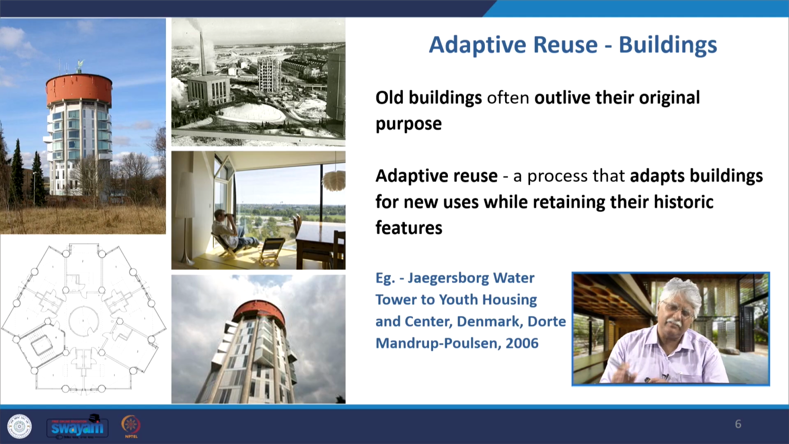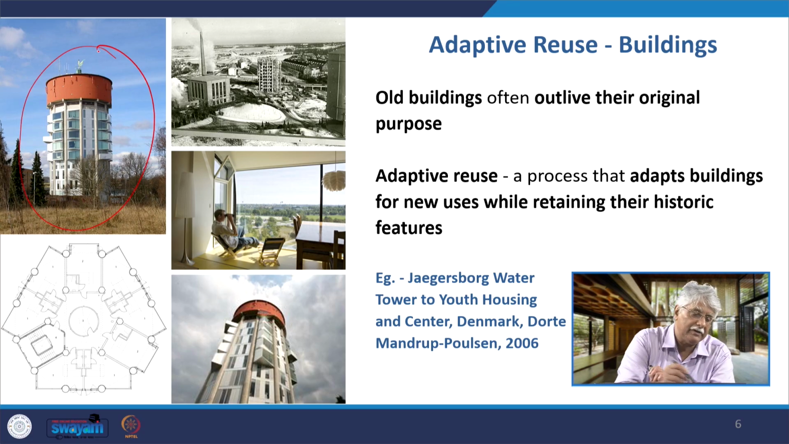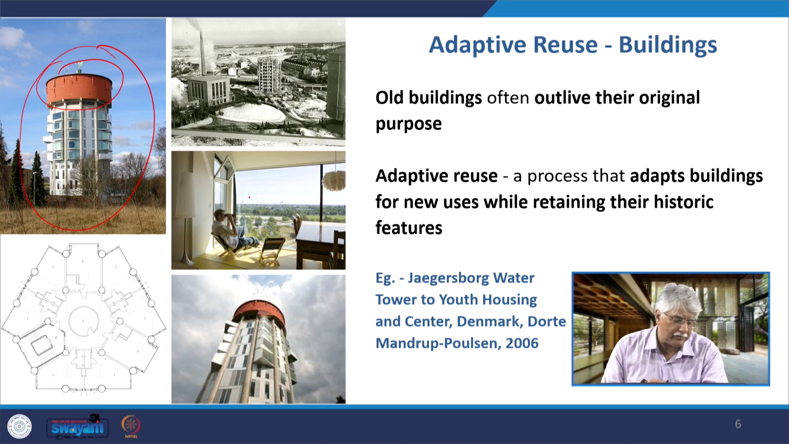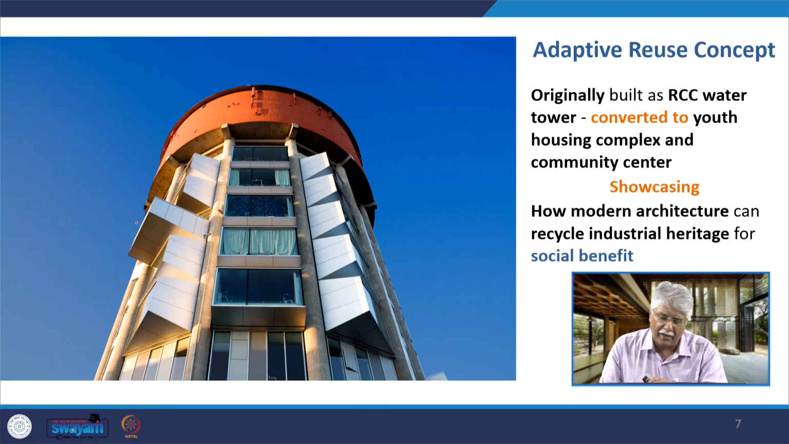On this slide is a very interesting example, the Jægersborg water tower, which has been converted to a youth housing center in Denmark. Here is the water tower, the tank still above, and as far as we understand, the tank is still working as a water tank, but the entire building has been converted into these youth apartments that you see here in the plan. Originally built as an RCC water tower, it was converted to this youth housing complex and community center, which showcases how modern architecture can recycle industrial heritage for the sake of social benefit.